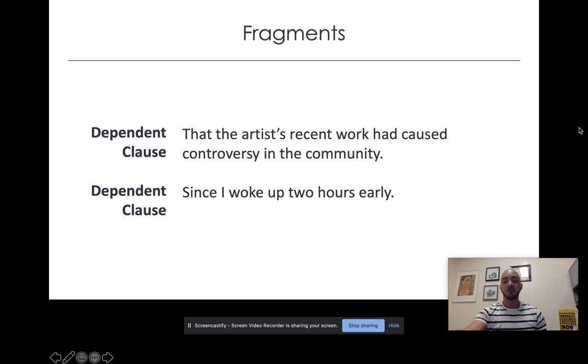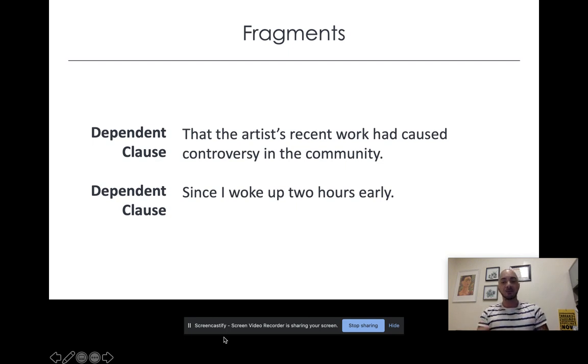Sometimes we'll have what's called dependent clauses on our hands. And we've talked a little bit about dependent clauses when we talked about clauses and conjunctions. A dependent clause is a group of words that contains a subject and a verb, but it does not make a complete thought. And the reason why it doesn't make a complete thought is because it begins with what is called a subordinating conjunction. Some examples of subordinating conjunctions that begin these two sentences here are since and that.